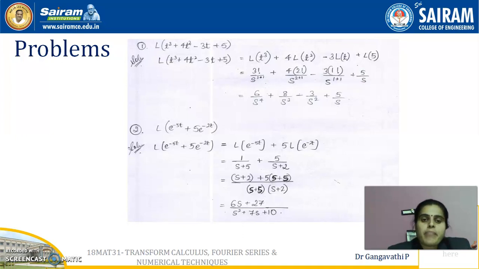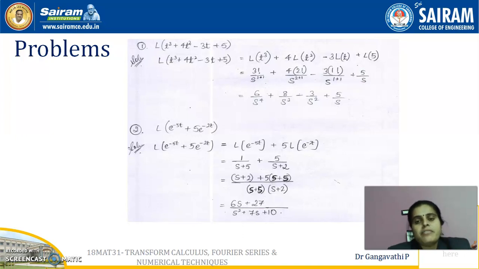Laplace transform of e to the power of 5t plus 5 e to the power of minus 2t. So again it is an addition of two functions. We can split them into two individual functions: Laplace transform of e to the power of 5t plus 5 into the Laplace transform of e power minus 2t. So now try to recall the Laplace transform of e to the power of at. That is 1 divided by s minus a. And that is 1 divided by s plus a for e to the power of minus at. So the value of a here is minus 5. So you get it as 1 divided by s minus 5.